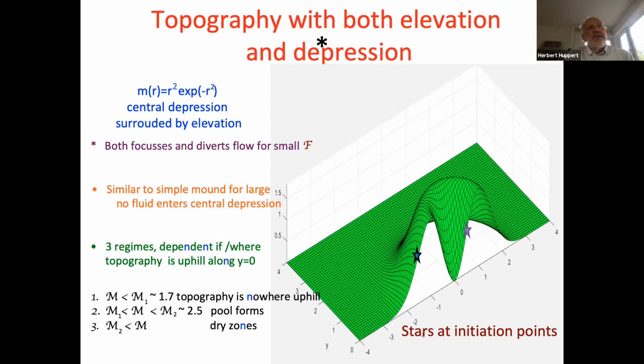But in this particular case, no fluid can enter the central mound unless it overtops it. So that's really important. And what happens depends very much on the value of script M. If it's less, for this case, than 1.7, the topography has nowhere an uphill situation, and the flow just goes around it and over the top of it. You get a pool formed if M lies between 1.7 and 2.5. And for this situation, if M is greater than 2.5, then you get dry zones. And the value of M will, of course, depend on the actual topography.